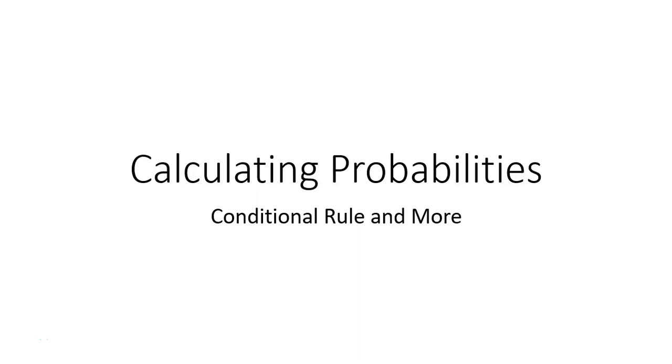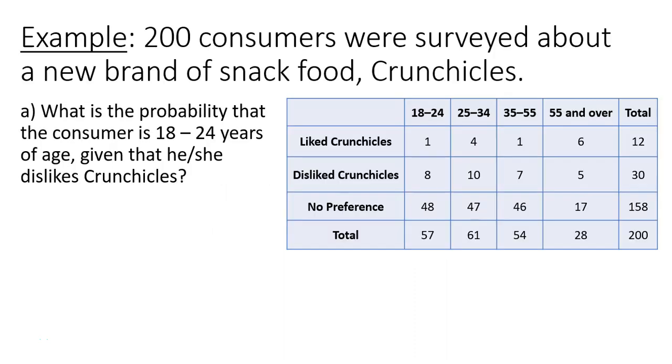Hi, this is an example on calculating probabilities using the conditional rule and more. In the example, I have 200 consumers who were surveyed about a new brand of snack food called Crunchicles. They give us a table here. Notice they break down the information by age group and whether or not they liked or disliked Crunchicles.